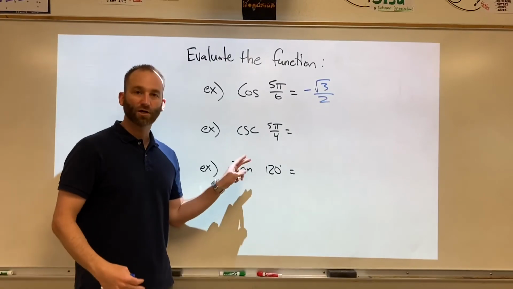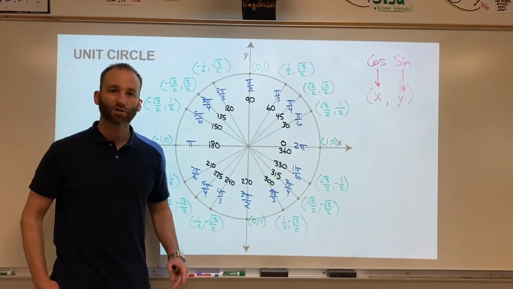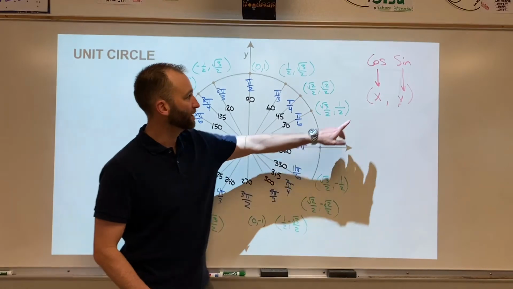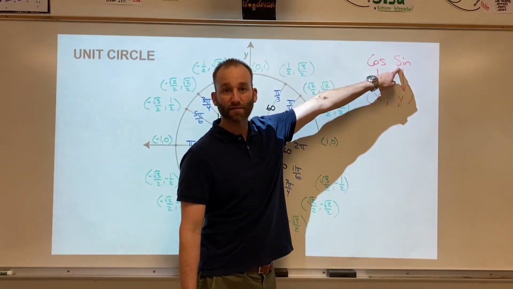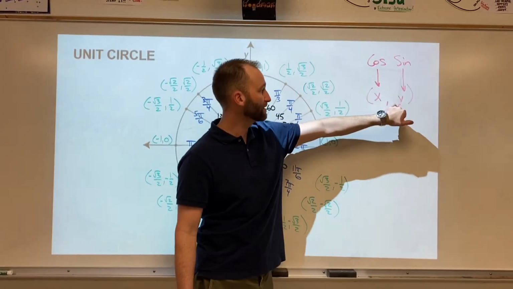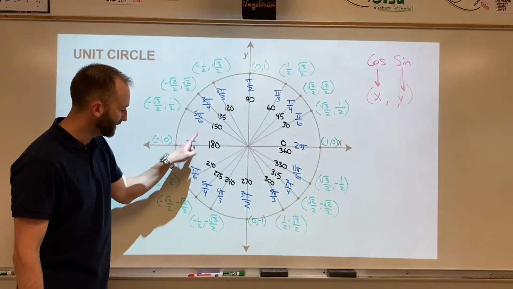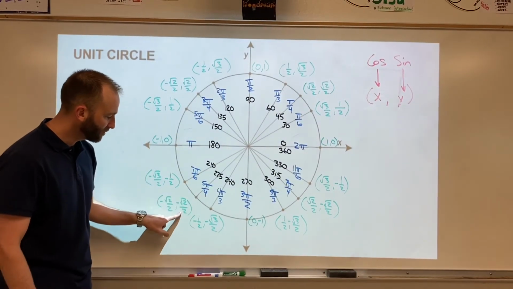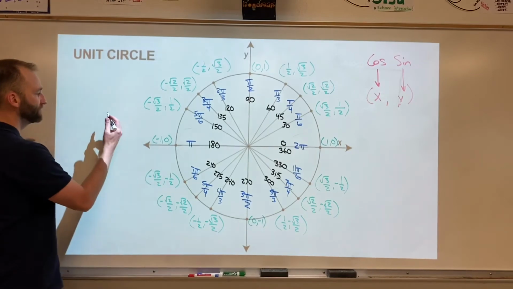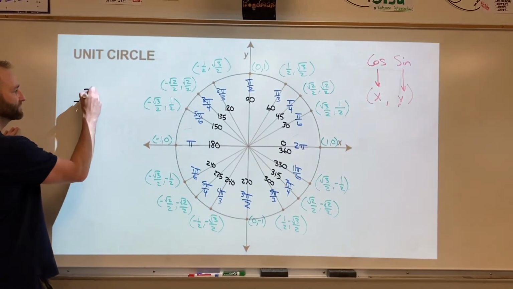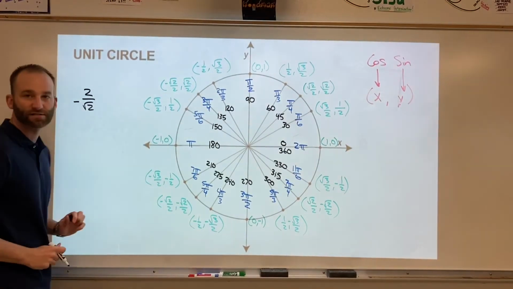Next up, we've got the cosecant. Cosecant of 5 pi over 4. Cosecant is the reciprocal of sine, so I'm looking for the y coordinate. Let's go to 5 pi over 4, here we are. The y coordinate is negative root 2 over 2, so the cosecant would be negative 2 over root 2. It would be the reciprocal of that.